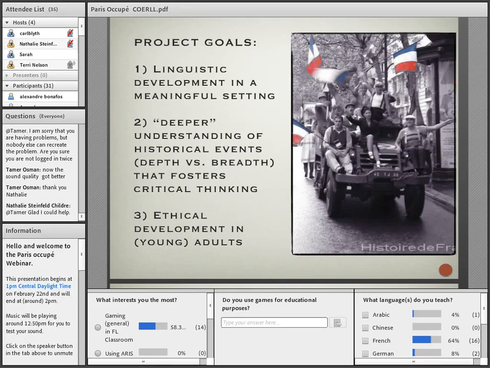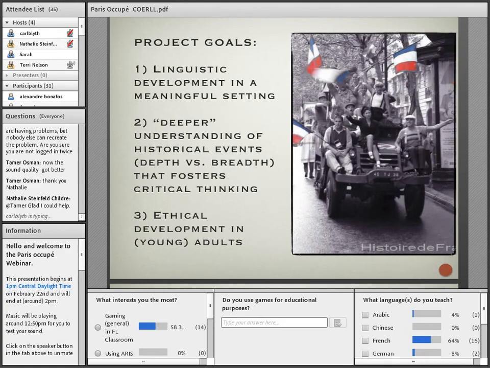And then finally, ethical development in young adults, something that we don't always think about when we're teaching, but for those of us who are teaching in high school, in university, these are really important ages for students to be thinking about what should they do. These are the questions that they're interested in, that they're curious in.